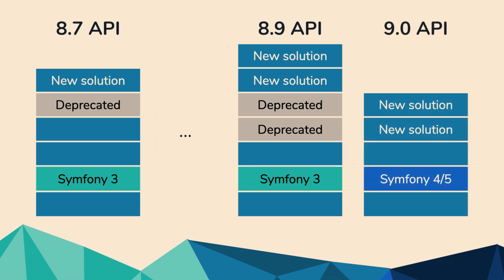This is where Drupal 9 comes in. We drop the deprecated solutions and keep the new ones only. Likewise, we update the third-party dependencies where it makes sense. Such as for Symfony, we update it to Symfony 4 or 5. There is no definite decision yet between Symfony 4 or 5, as it depends a great deal on how much disruption Symfony 5 will bring. Drupal 8.7.0 is very close to being optionally Symfony 4 compatible.